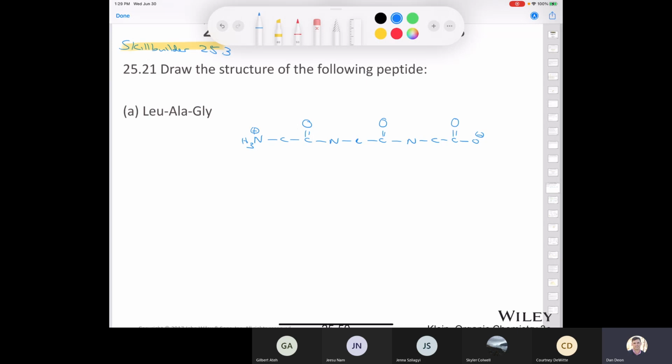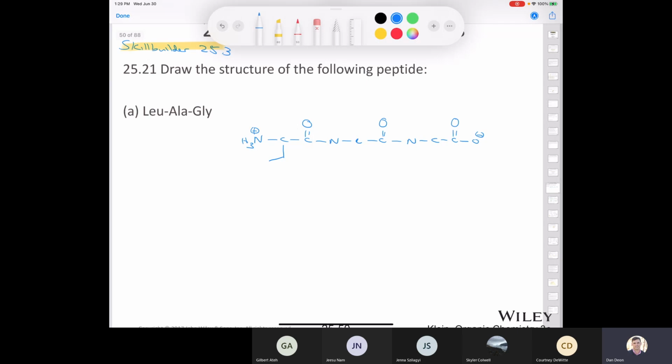So now all I have to do, I know that the carbons that are in between the nitrogen and the carbonyl, these are the alpha carbons, right? These are the ones with the R groups. So now I'm going to put in the R groups for all 3 of these amino acid residues. So I know that for a leucine, it's an isobutyl group.